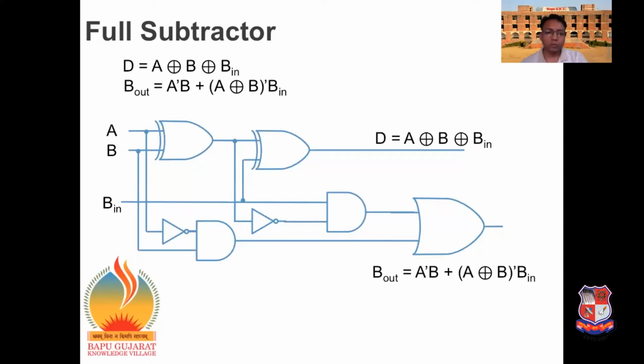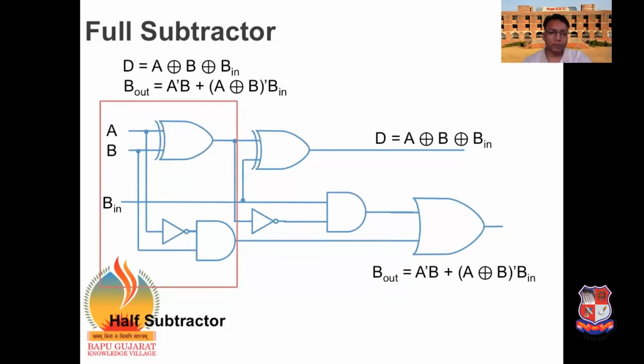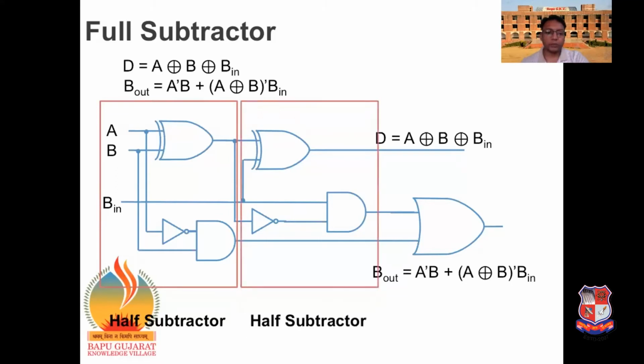So here, also same as the full adder, by using two half subtractors we can construct the full subtractor. Here the first half subtractor, then the second half subtractor. By combining these two half subtractors we can get the full subtractor. So this is the circuit of the full subtractor.